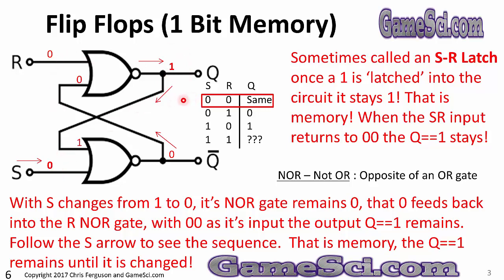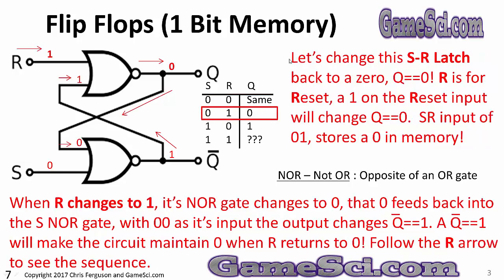I'm looking at this line of the truth table. If I maintain a 0, 0 on the SR input, the value of the circuit stays the same. Once I latch a 1 into it, it stays a 1. That is memory. The Q equal 1 remains until it's changed.